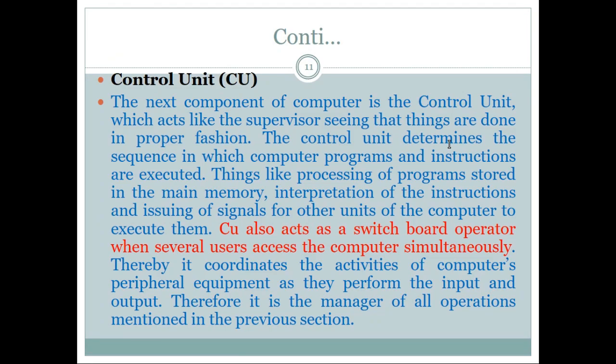CU, or control unit. The next component of the computer is the CU, which supervises the activity of the computer system. This control unit determines the sequence or the flow of computer programs and instructions, and how they have to be executed. Things like processing of programs stored in the main memory, interpretation of the instructions, and issuing of signals for other units of the computer to execute them.